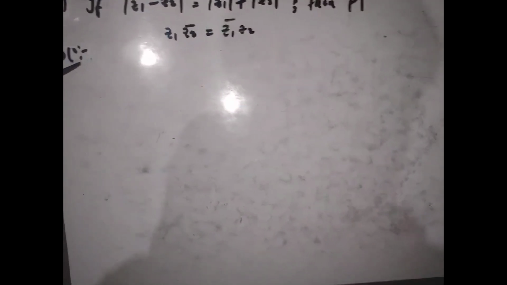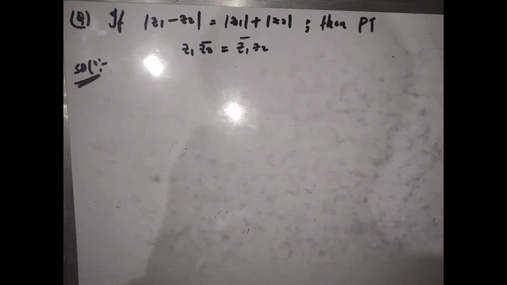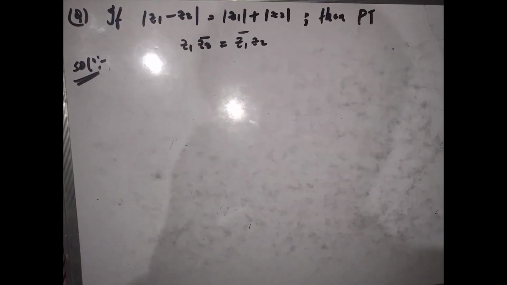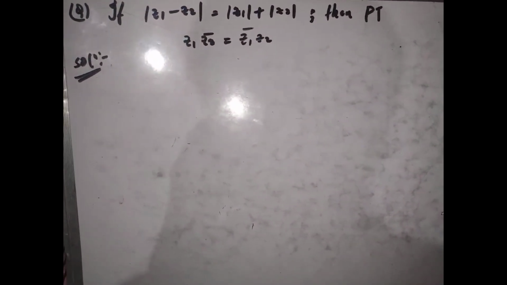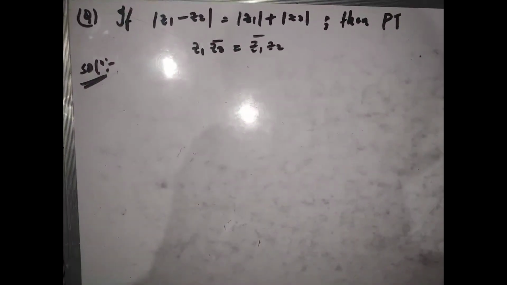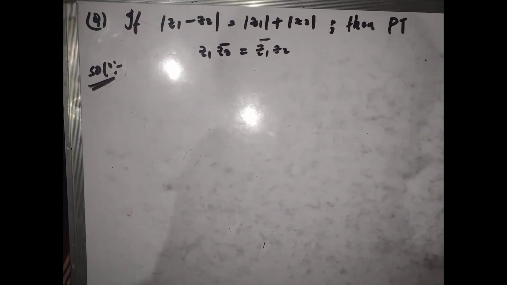Hello guys, in this video we'll continue to explore the geometrical interpretation of complex numbers and how we can use geometry in complex numbers to solve questions. So let's get started. Here is a question that is being given to us: mod z1 minus z2 equals mod z1 plus mod z2. Then we have to prove that z1 z2 bar equals z1 bar z2.